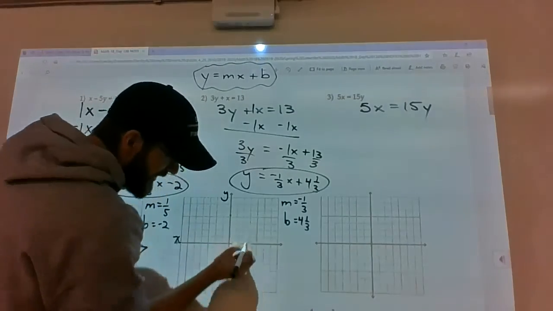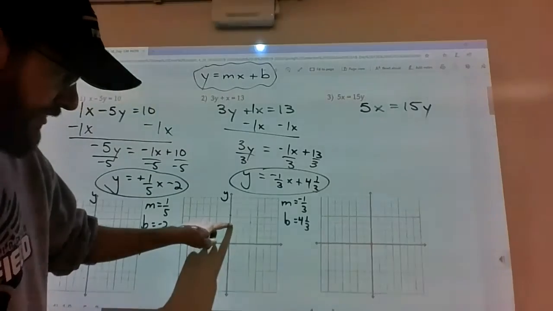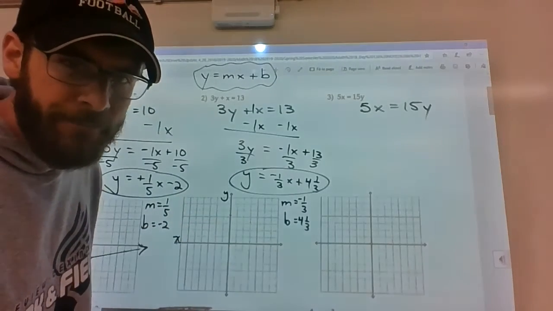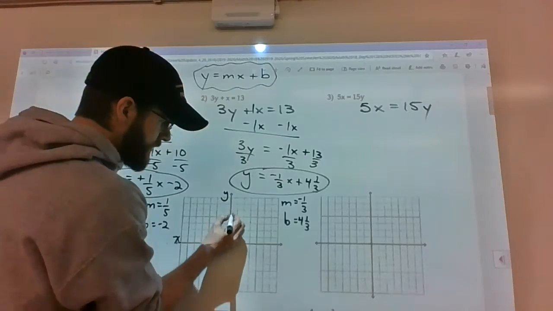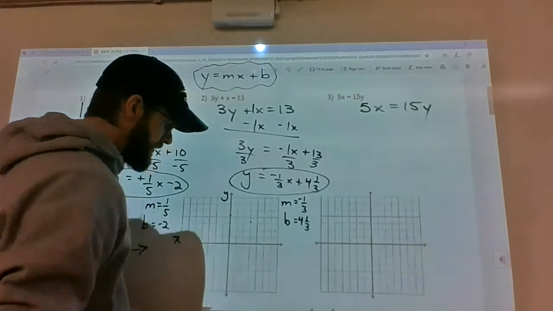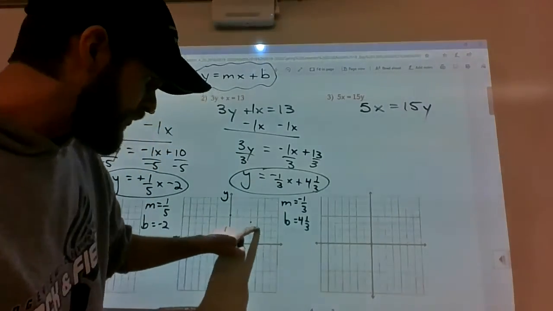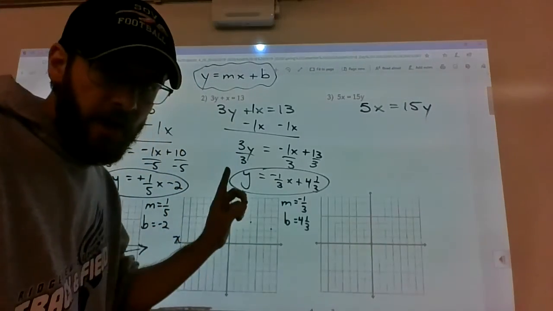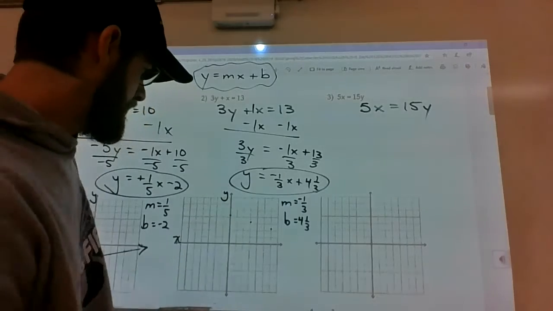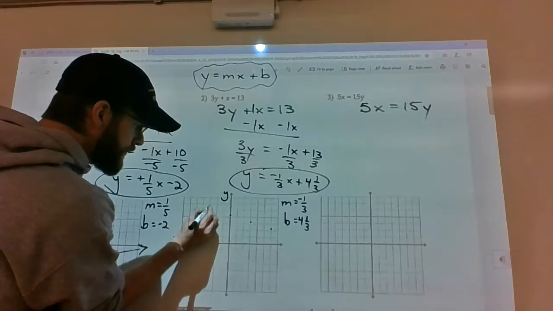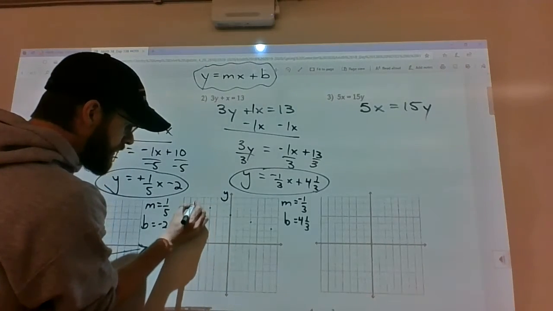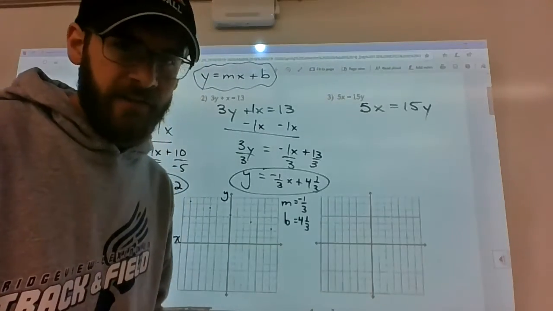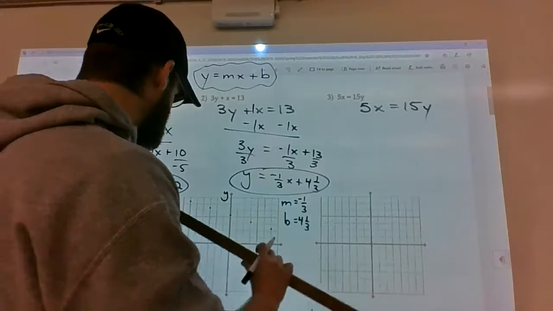Notice I'm not actually on the grid line there because it's still a third above that. I'm going to go down 1, right 1, 2, 3. Or up 1, left 3. Up 1, left 1, 2, 3. Okay. I say plot as many points as you can. It'll make it as accurate as possible.